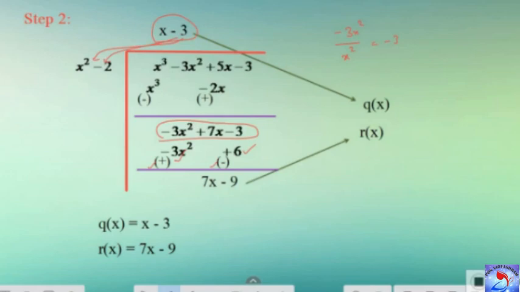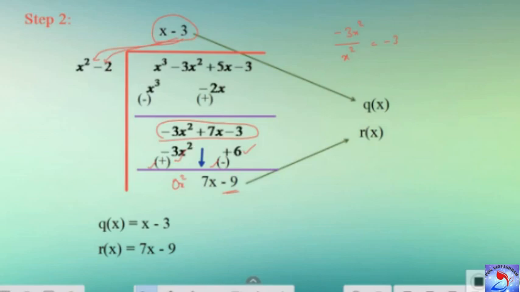Let us proceed with the subtraction. Minus 3x square plus 3x square leaves you 0x square. We don't have any term here with x square. Then minus 3 minus 6 gives us minus 9. And we are left with 7x here. So 7x can be written down, leaving us 7x minus 9.